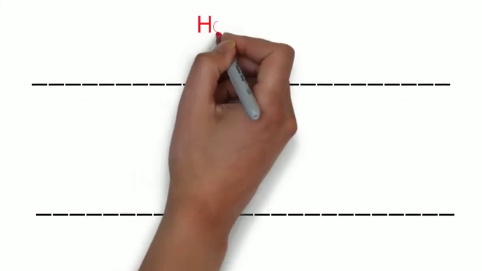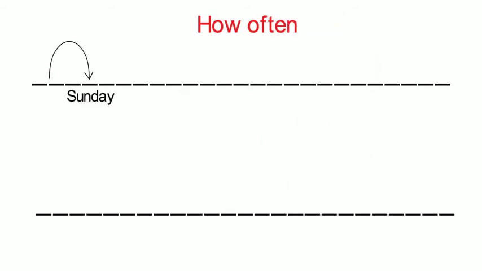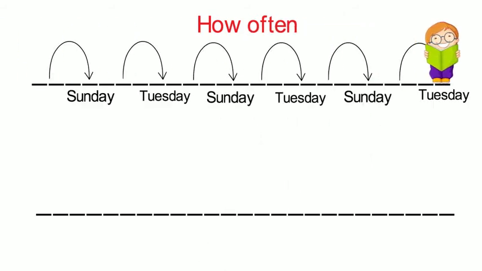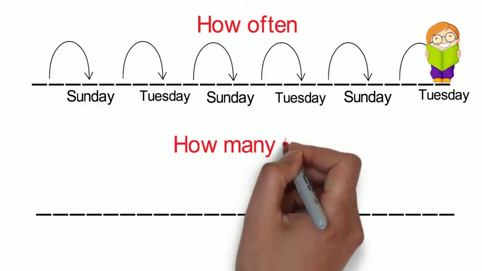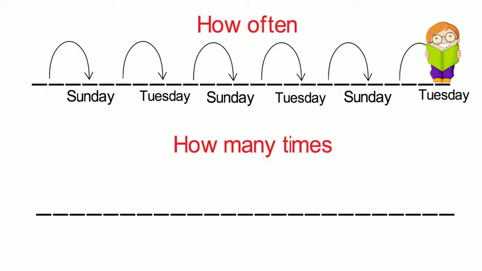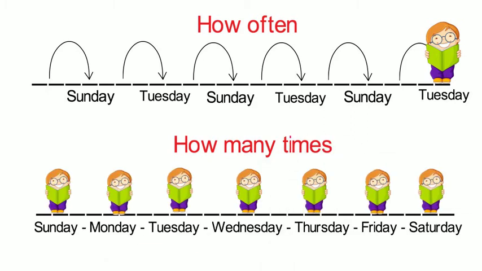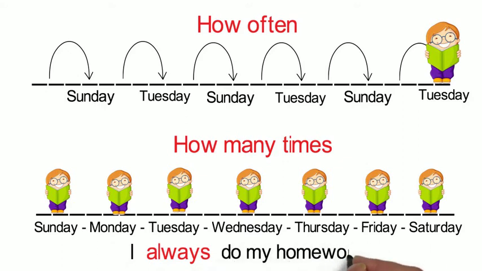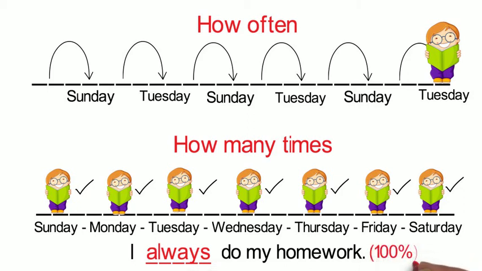Adverbs of frequency are used to describe how often or how many times something happens. For example, I always do my homework. In this sentence, the adverb of frequency is always. It means I do my homework 100% of the time.